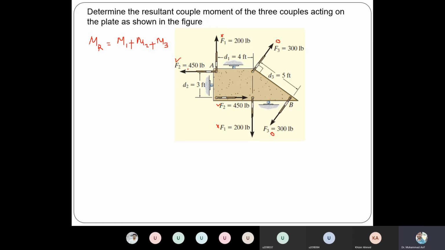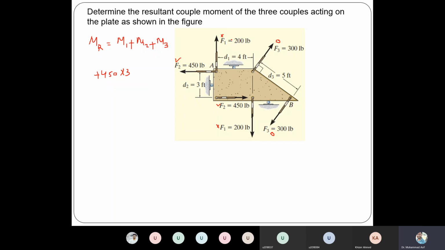For example, let's say related to F2. Related to F2 is 450, and what's the perpendicular distance between them? 3. And then we have to figure out the direction as well. So what is the direction of that couple moment? Clockwise or anti-clockwise? Counterclockwise. Yeah, counterclockwise. So this is positive, right? This is related to F2.